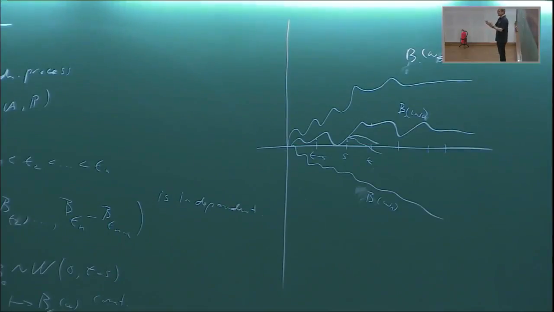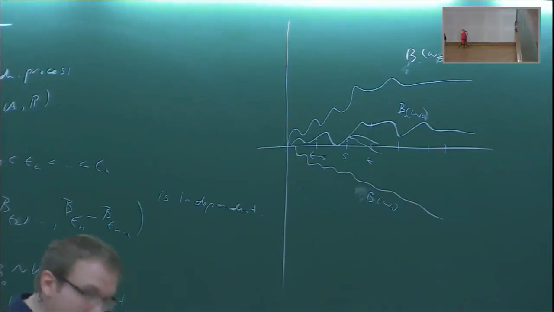Just more questions about this? So this is first of all just a definition. And the question now is, first of all, does such an object exist? How does it look like? How can we construct it? And this is what I would like to do. I would like to construct Brownian motion with you.